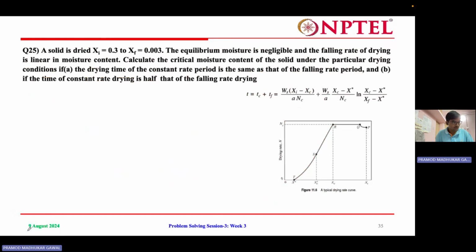Moving to question number 25. The solid is dried, X is 0.32 and Xf is 0.003. The equilibrium moisture is negligible and the falling rate of drying is linear in the moisture content. Calculate the critical moisture content of the solid under the particular drying conditions if, given the drying time of the constant rate period is the same as that of the falling rate period, and in case B, the time of the constant rate period is half that of the falling rate period. So here are two cases.